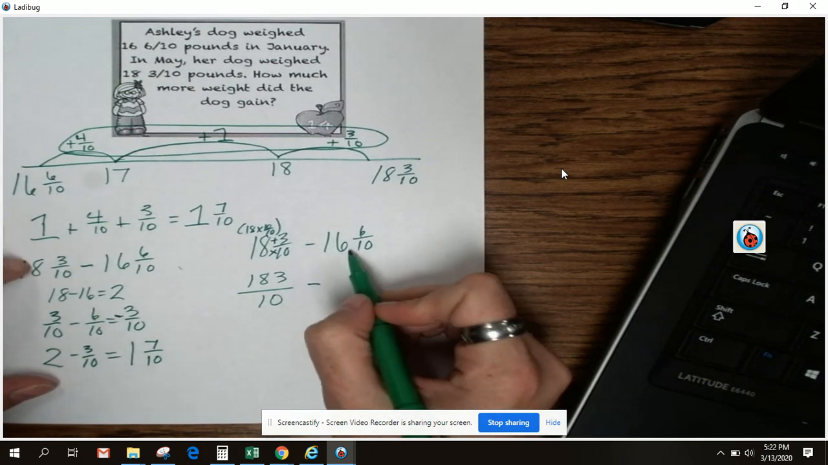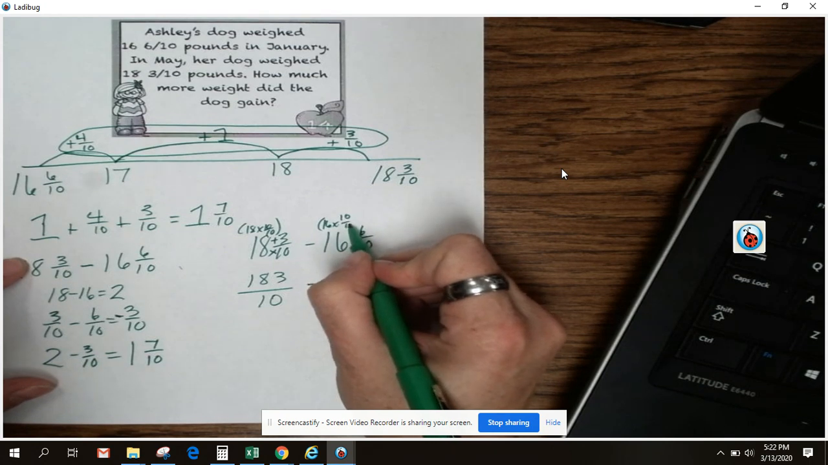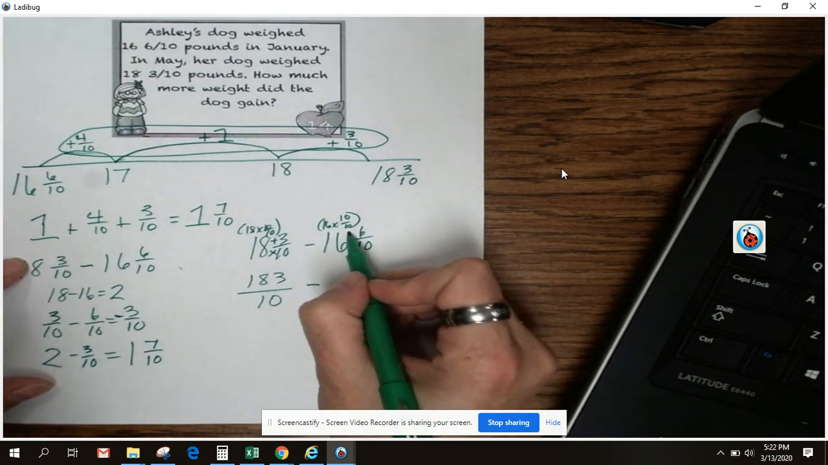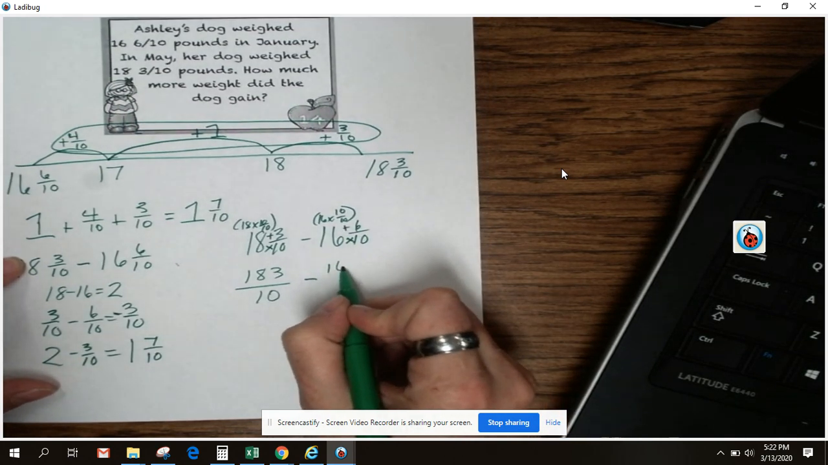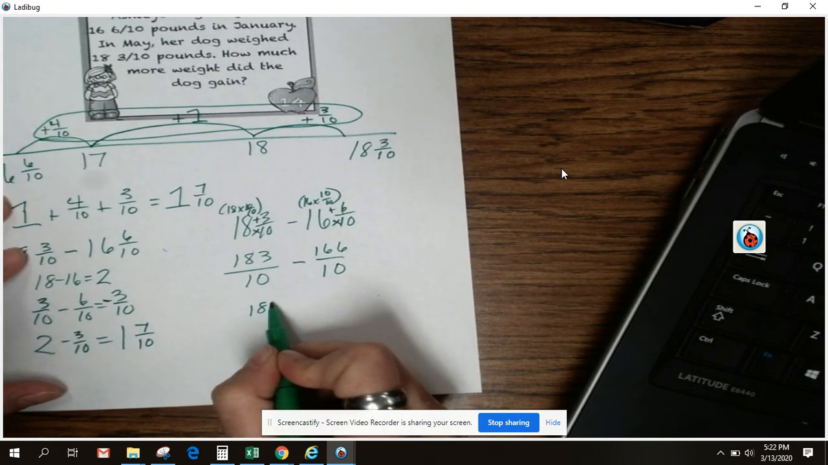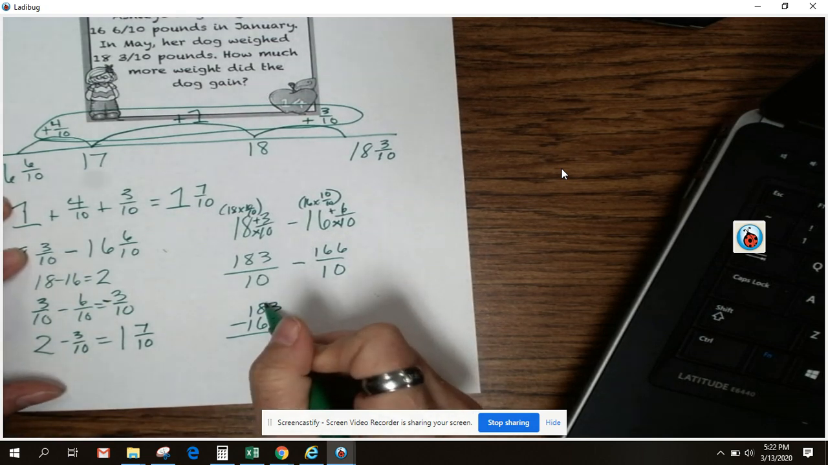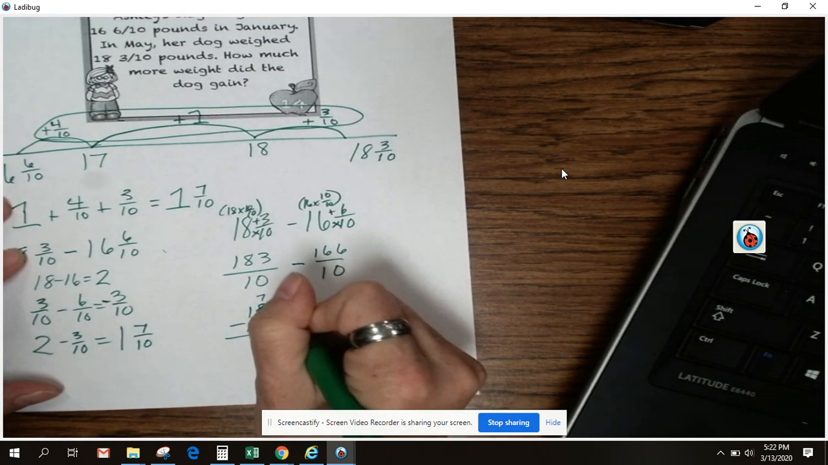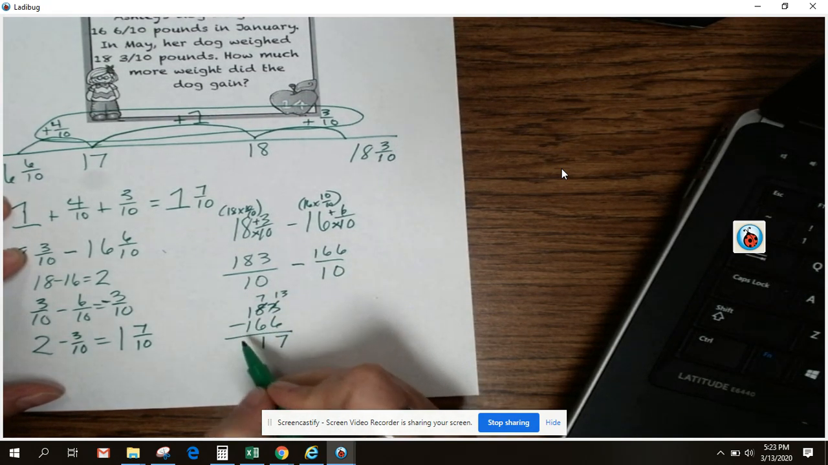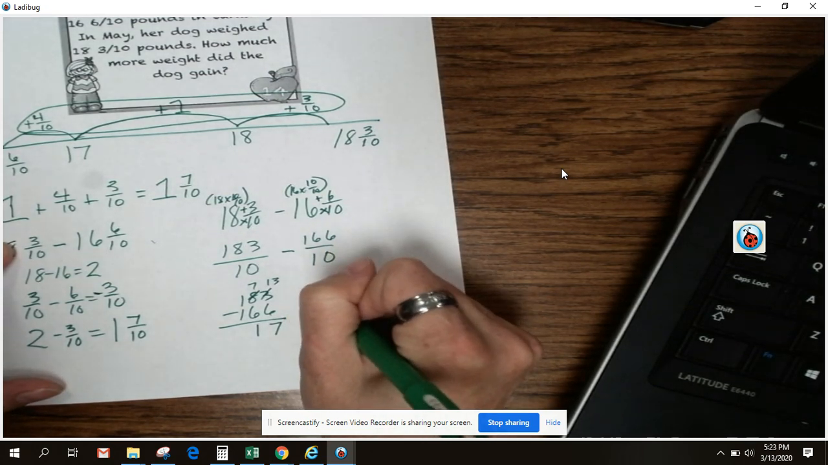Over here we have 16. Again, we know that this is going to be 16 groups of 10 tenths. So 16 times 10 is 160, plus the 6 is 166 tenths. Then I'm just going to need to subtract. So 183 minus 166. I'm going to go ahead and regroup. So I've got 7 and 13. 13 minus 6 is 7. 7 minus 6 is 1. And 1 minus 1 is 0. So that's going to leave me with 17 tenths.